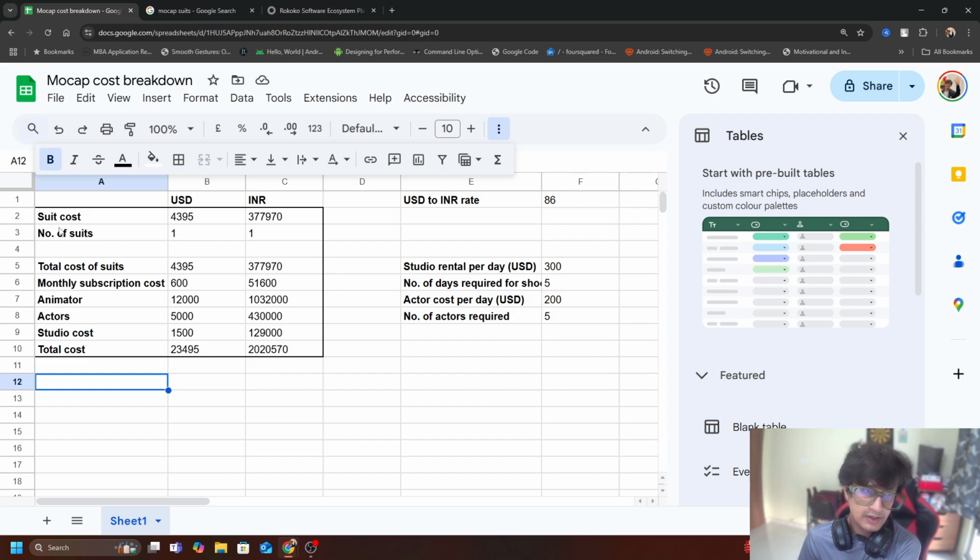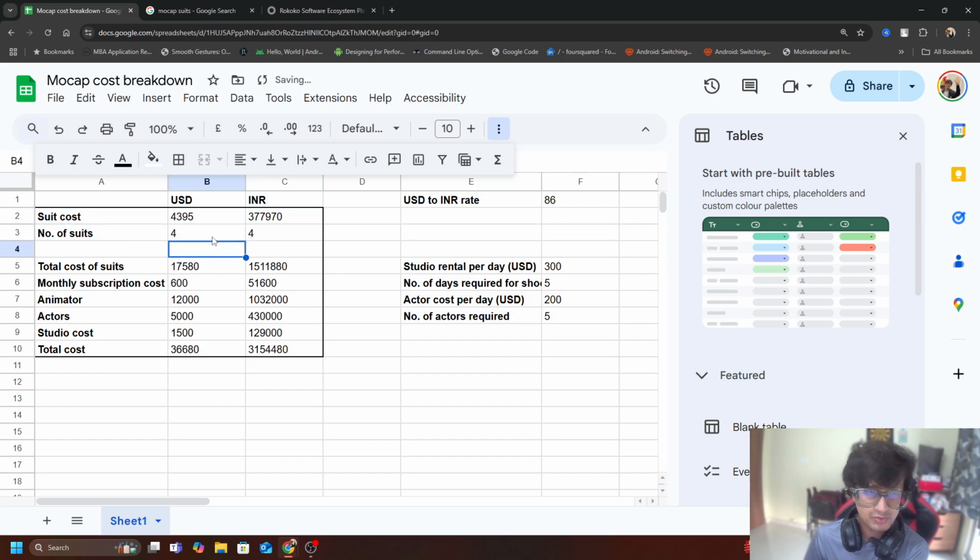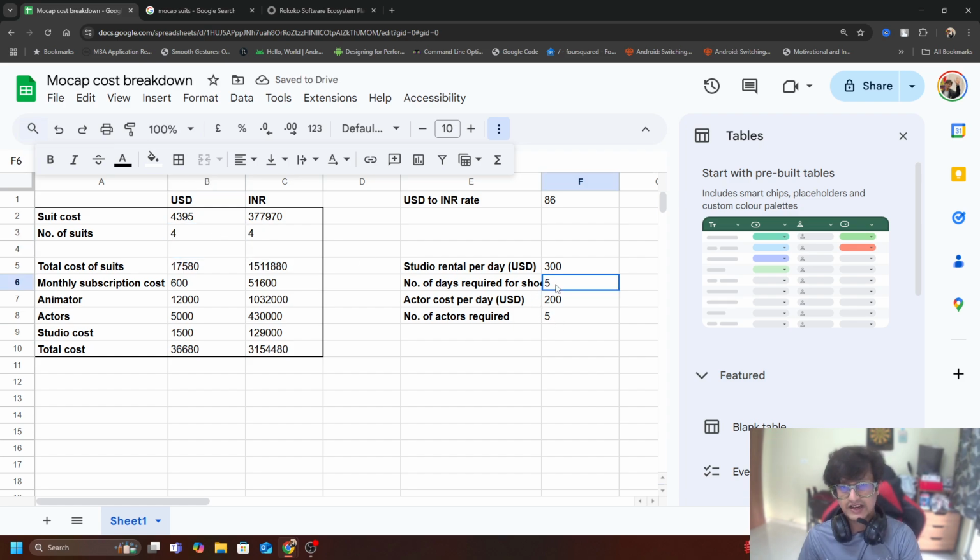So if you look at it from that perspective, these studios already have the suits with them, right? Now, the more suits you get, the higher your cost becomes. If you were to get just one suit, that cost is about 23,495 US dollars, which is about 20 lakh rupees. If you were to get four suits, then that inflates to 36,680 US dollars, which is about 31,54,480 rupees. And subsequently, if it was 10, then that cost increases accordingly. So we are assuming four motion capture suits, five actors, 5 days for them to record the entire sequence.